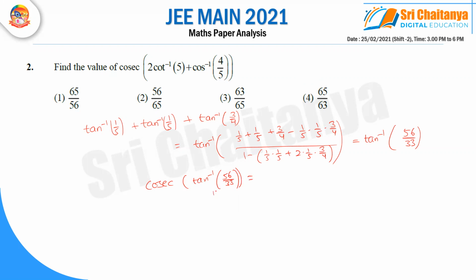So if you assume this is some alpha, tan alpha is 56 by 33, and they are asking cosecant alpha. Which will be nothing but root of 33 square plus 56 square divided by 56. So it will be 65 by 56. Here, by seeing the denominator, I can decide that the denominator should have 56 first, and there is only one such option. In that way also you can say.